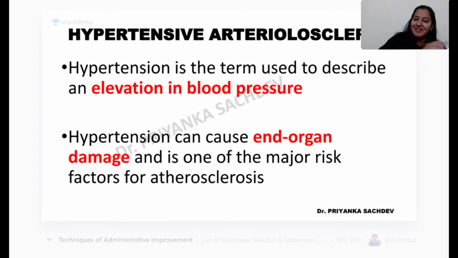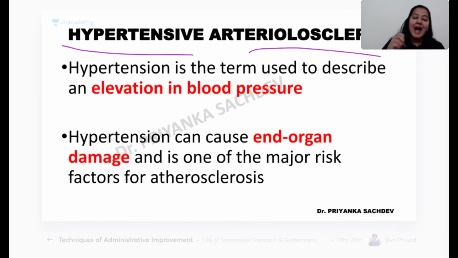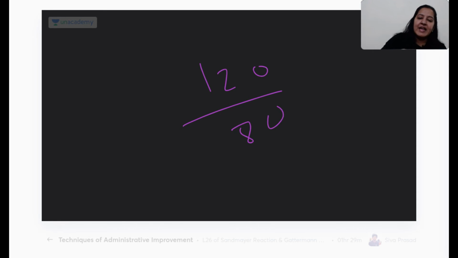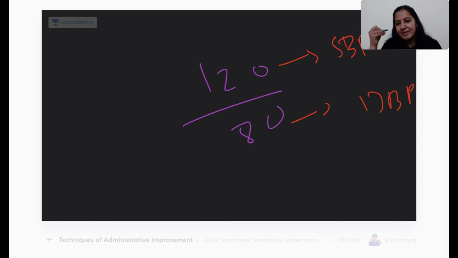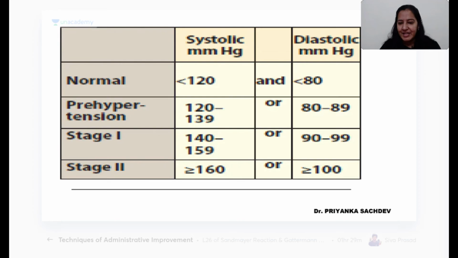What do you mean by hypertension? Hypertension is elevation in blood pressure. We have two components, systolic blood pressure and diastolic blood pressure. Normal blood pressure is 120/80, where 120 is systolic blood pressure and 80 is diastolic blood pressure. If any one of them is raised, systolic or diastolic, the person is said to be hypertensive. So what is the classification of hypertension?